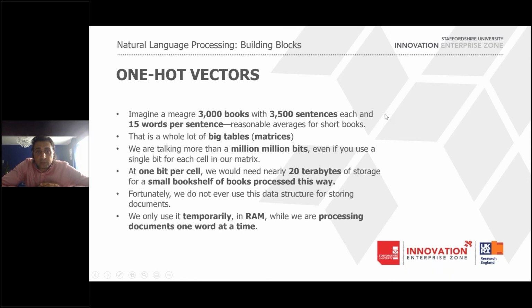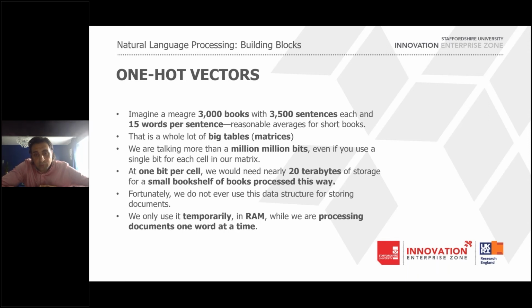Imagine we have, for example, 3,000 books with 3,500 sentences each and 15 words per sentence. This is a reasonable assumption for a short book. That is a whole lot of big tables, or matrices, if you want to convert these books into one-hot vectors. We are talking about more than a million million bits, so 10 to the power 12 bits. Even if you use a single bit for each cell in our matrix, at 1 bit per cell, we need nearly 20 terabytes of storage for a small bookshelf of books processed using one-hot vectors.